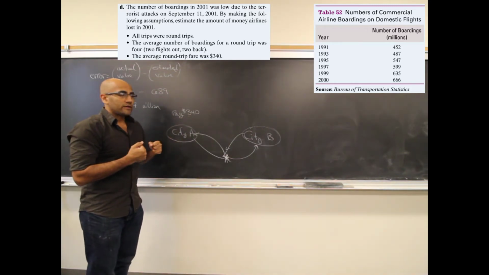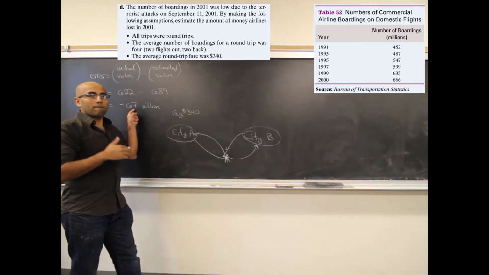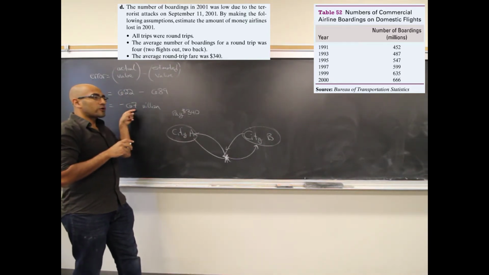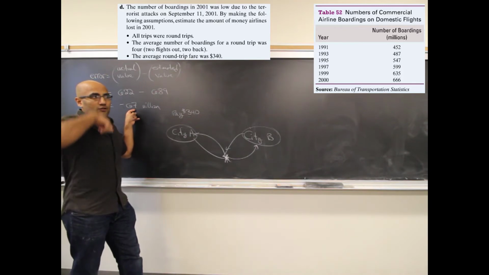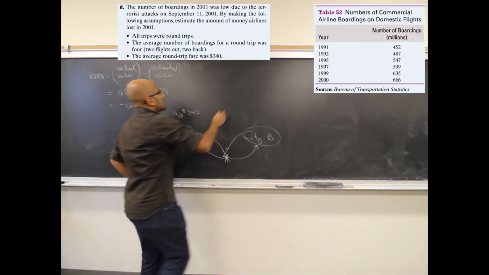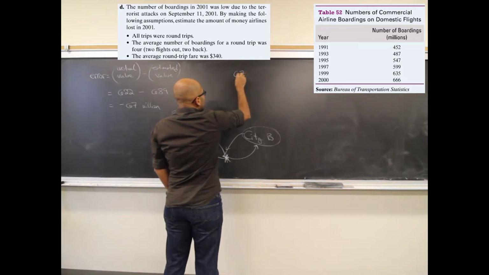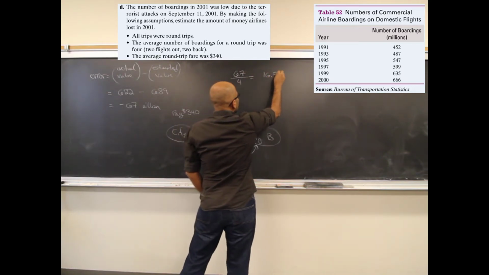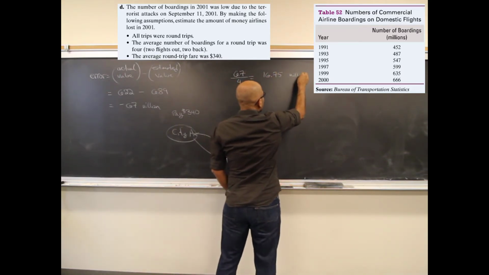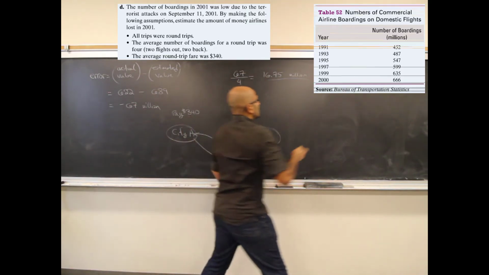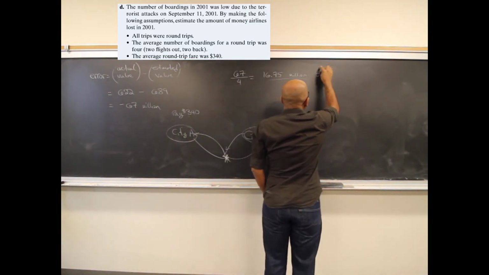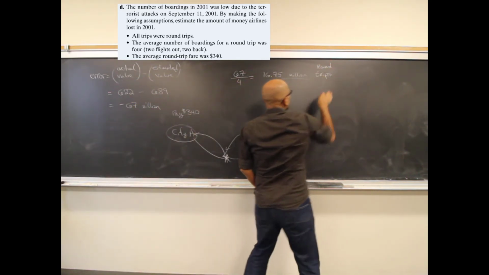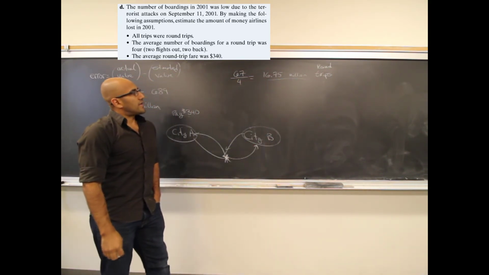$340 on average, right? So what should we do to this 67 million? Divide by 4, and that'll give you how many trips. These are boardings, and we want to figure out how many trips there were, a trip being a round trip. So we take the 67 million and divide it by 4, and what do we get? 16.75. That's still in millions, but now it's round trips. Good? Okay, so now what do we do with that?